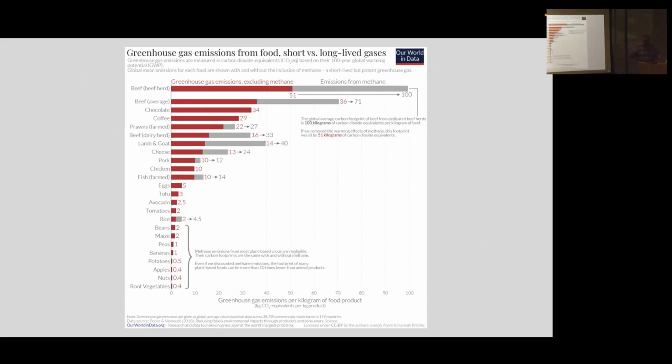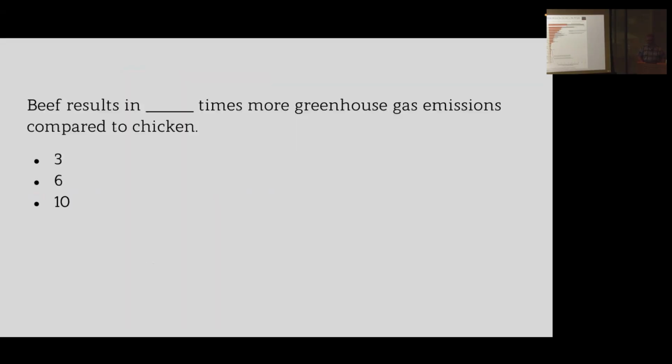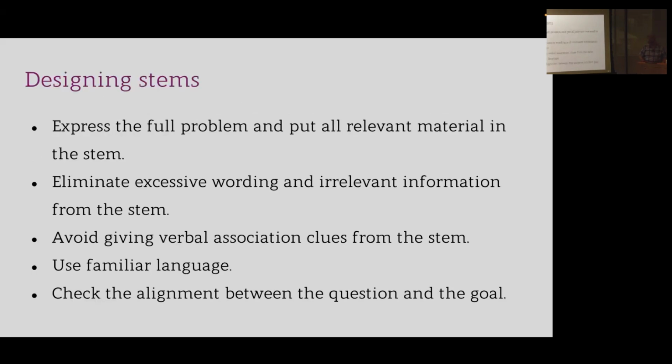Let's say what I really care about here is that you be able to distinguish between the fact that beef is 10 times worse for greenhouse emissions than chicken, okay? So an evaluative question, if that is my visualization intent, is a kind of question I could ask. Beef results in blank times more greenhouse gases compared to chicken: 3, 6, and 10. Okay, I have plausible answers in there, like there's nothing weird. And I have the correct answer in there, which is 10.